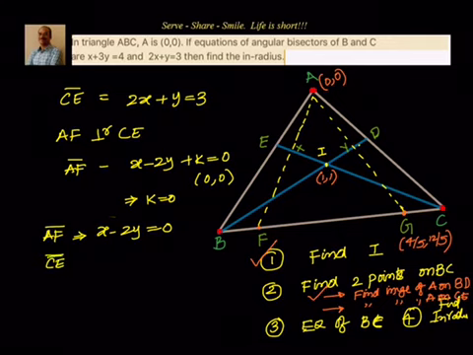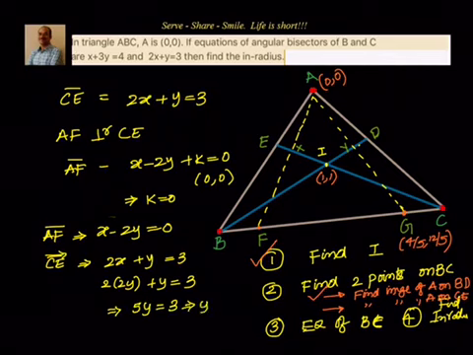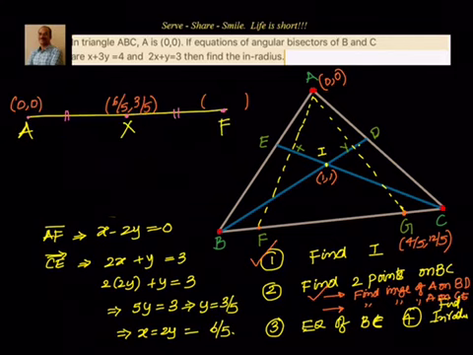The equation of CE is 2x plus y equal to 3. But from the first equation, we know x equal to 2y. So can I write 2 into 2y plus y equal to 3? Or can I say 5y equal to 3, or y equal to 3 by 5? If y equal to 3 by 5, x equal to 2 times y, that's equal to 6 by 5. We know A equal to 0 comma 0. Just now we found that X, which is the midpoint of AF, is 6 by 5 comma 3 by 5.